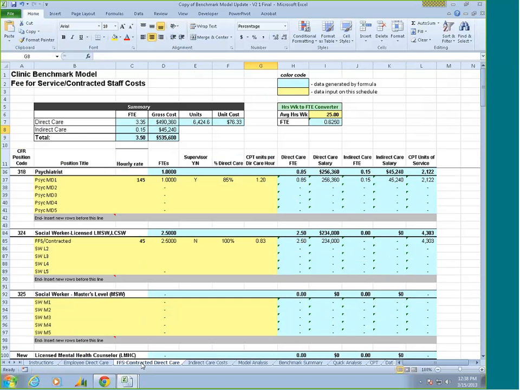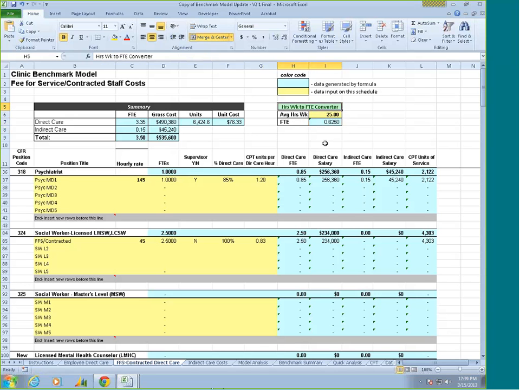Now, we're going to need to move on to the second tab on this, and this is for your fee-for-service or your contracted staff. This piece is a little bit different. So I want to go through a couple of the additional elements here. One of the things you'll see is this little box up in the right-hand corner. It's called an hours worked FTE converter.